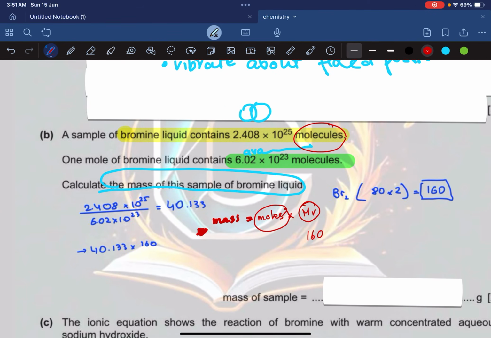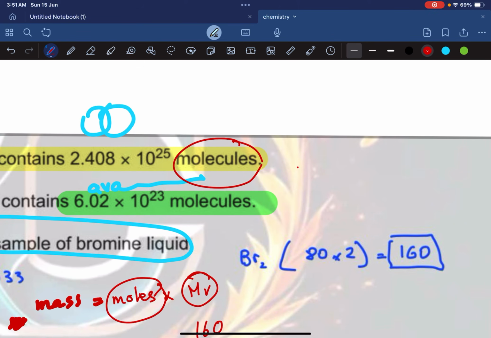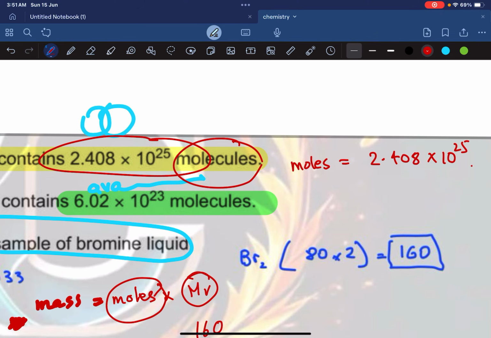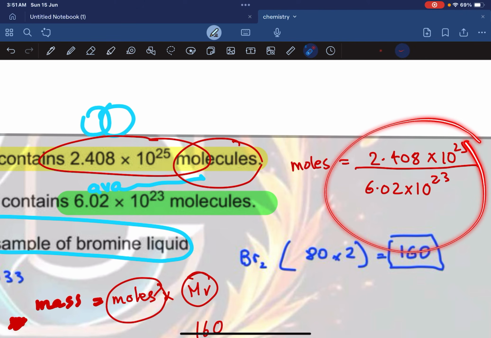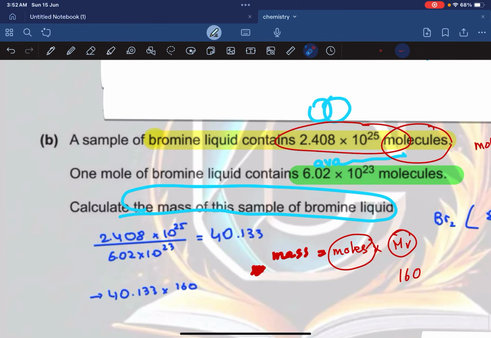So the MR is going to be 160, but moles we don't have. So how are we going to get moles? It's simple. You just had to apply the formula for moles. Moles equal number of particles, which is 2.408 into 10 raised to power 25, upon 6.02 into 10 raised to power 23. This is how you get the moles, because these are the number of particles and you divide them by the Avogadro's constant. After dividing this, you get 40.133 moles.